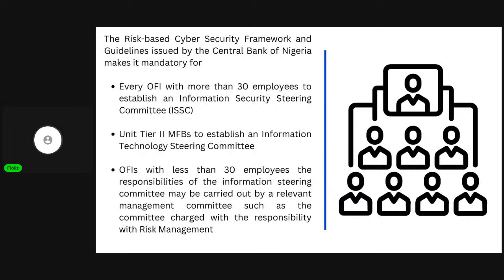And for OFIs that have less than 30 employees, you can delegate the responsibility of the information security steering committee to maybe the risk management committee, because CBN will be coming to do their due diligence, and it is expected that over a period of time you have meetings as regards the information security posture of the organization, and the CISO is expected to share this meeting.